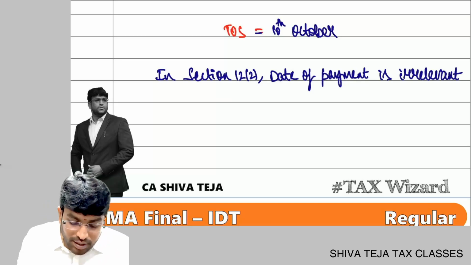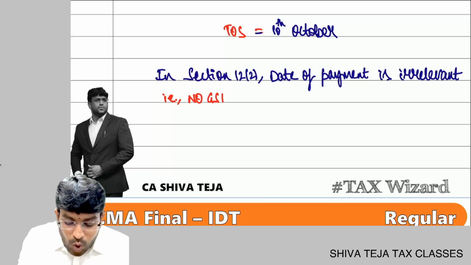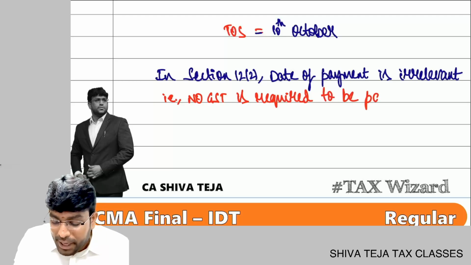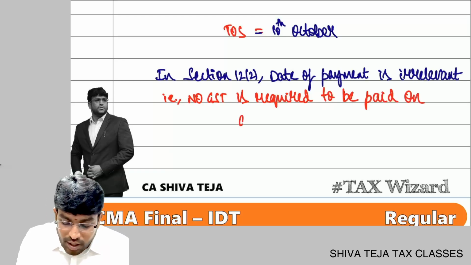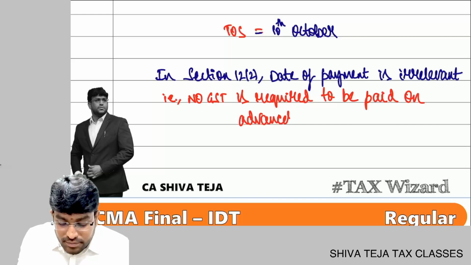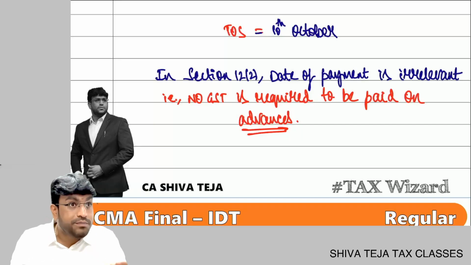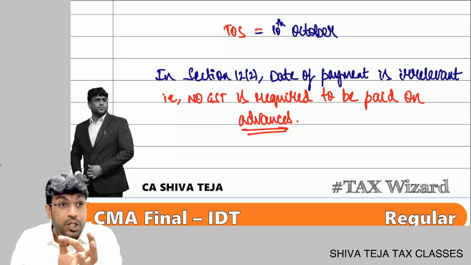Listen. That is, no GST is required to be paid on advances. That is a concept. There is no requirement to pay GST on advances. But sir, this concept is for the entire time of supply chapter? No. I clearly said only for 12.2.